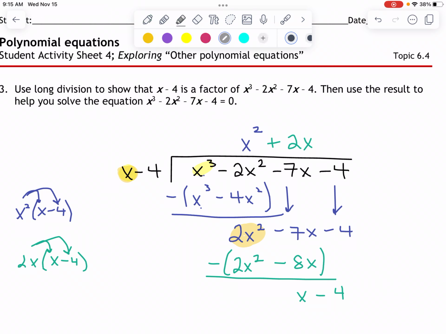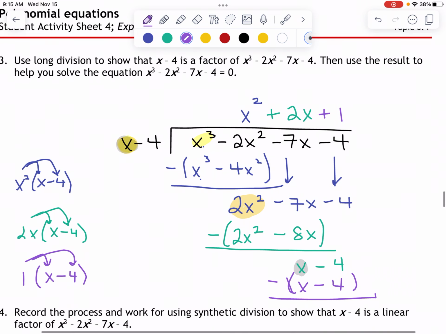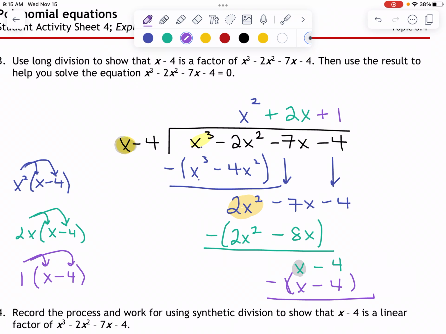Okay, it's so much fun. I'm going to do it one more time. This time I'm looking at x, and I'm thinking to myself, x times what gives me x? And that's 1. Okay, so 1 times x minus 4 again. Distribute that through, and I have an x minus 4. If I subtract these, x minus x gives me 0. Negative 4 minus a negative 4 gives me 0 as well. All right, and so when I divide these out, I end up with x squared plus 2x plus 1.